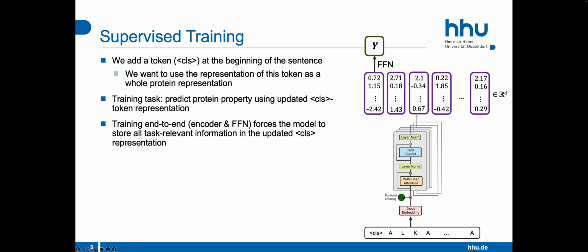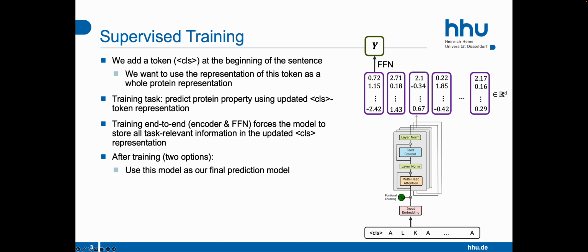When we train this whole model end-to-end, which means we adjust the parameters of the encoder and of the fully connected neural network simultaneously, we force the model to store all the protein information that is relevant for solving the prediction task in the updated CLS token representation. Training the model in this way, we get a task-specific protein representation by extracting all the information from the protein sequence that is relevant for solving this particular task.